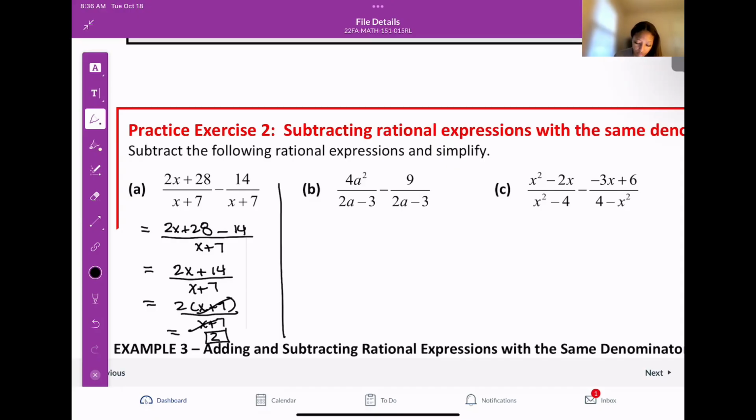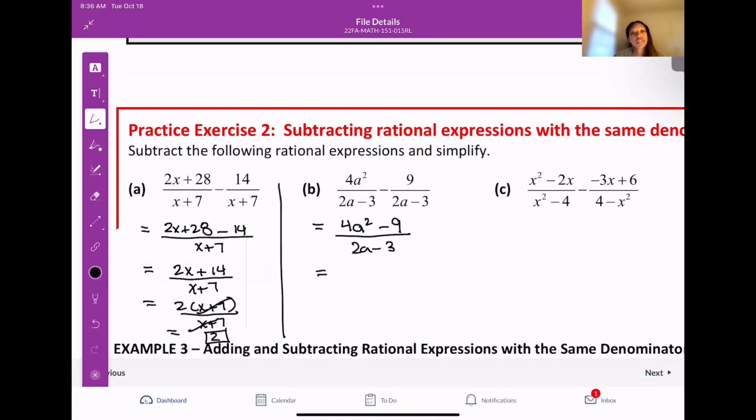For part B, 4a squared over 2a minus 3 minus 9 over 2a minus 3. Denominators are the same. We can go straight to subtracting the numerators. 4a squared minus 9 over 2a minus 3. And then we want to factor.